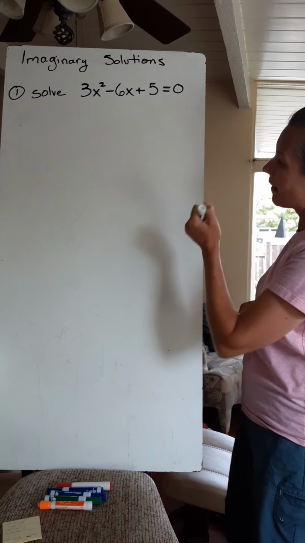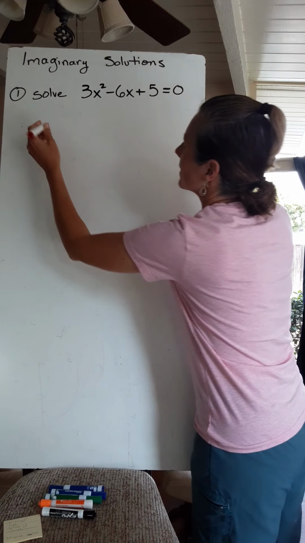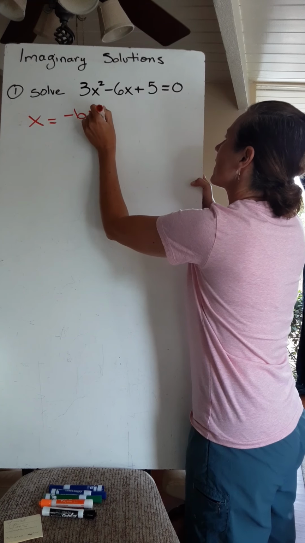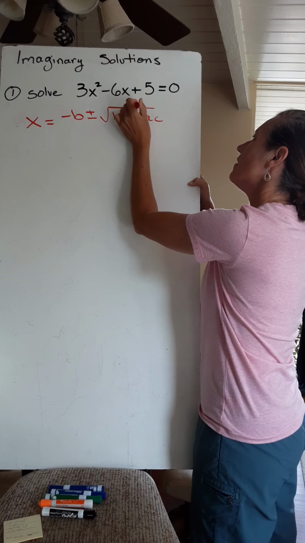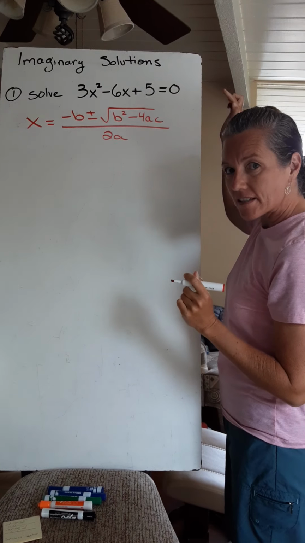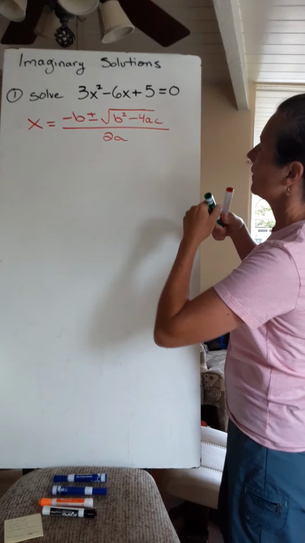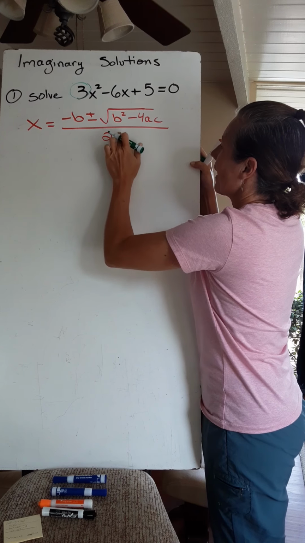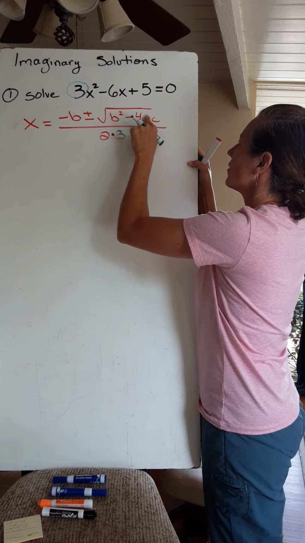So, if we have this equation, our quadratic formula we know is x equals negative b plus or minus the square root of b squared minus 4ac all over 2a. This is already in standard form, so our a is 3. Just going to replace that here and here.